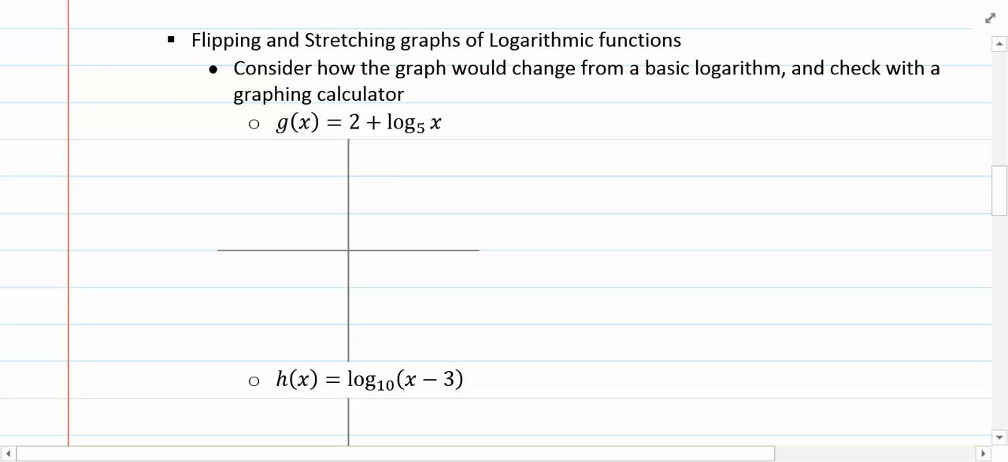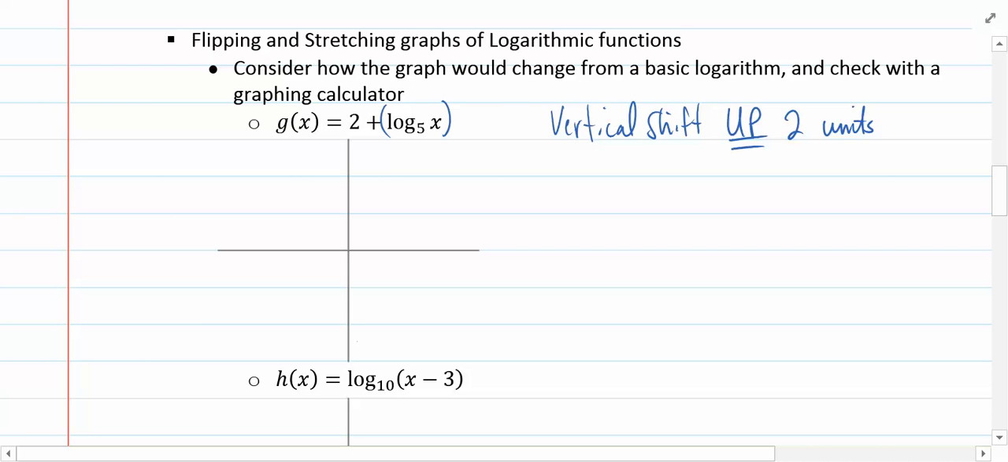Does it stretch? Does it skew? Does it flip? Does it slide? What does it do to a function? Well, hopefully you remember that when we add a number on the outside of our function, adding a number to the outside is a vertical shift. So vertical shift. And since we are moving with a positive 2 value, this means that this is going to shift our function vertically up 2 units. So vertical shift upward 2 units.